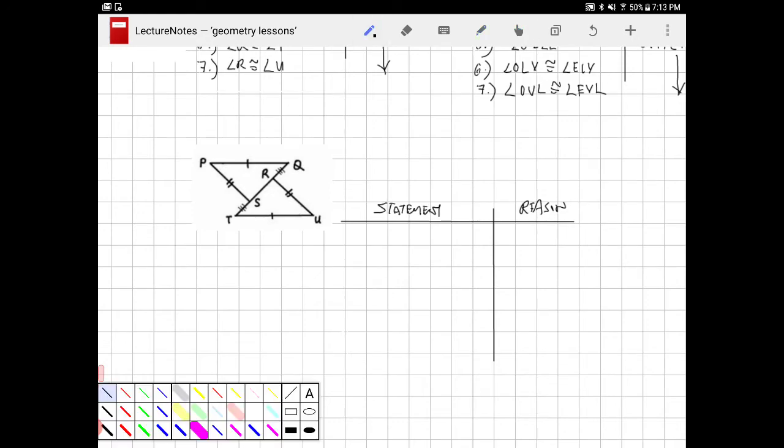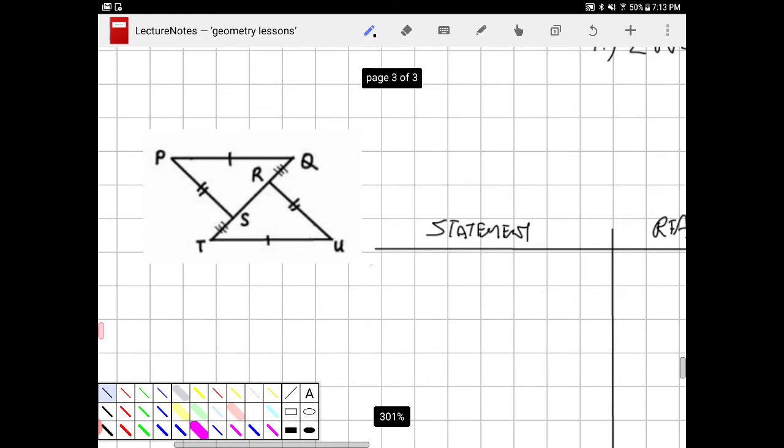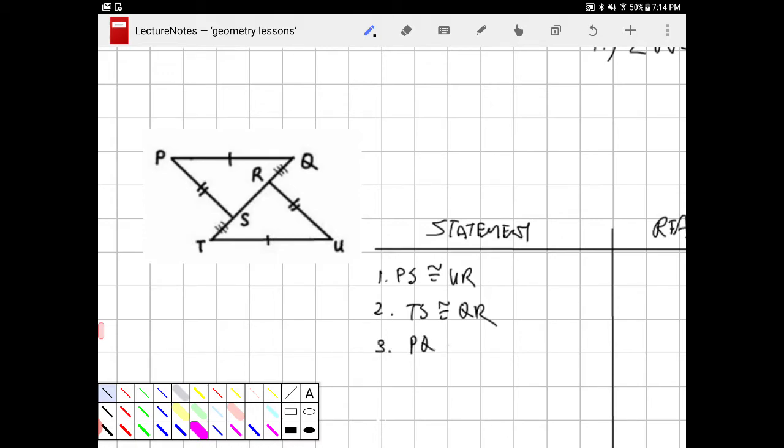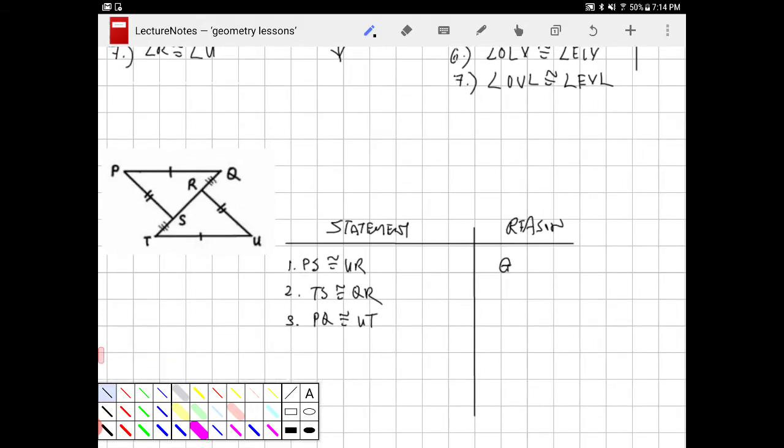So welcome back. What we have to do in this case is, I immediately know that PS is congruent to UR. I know that TS is congruent to QR. I know that PQ is congruent to UT. All right, and these are our givens.